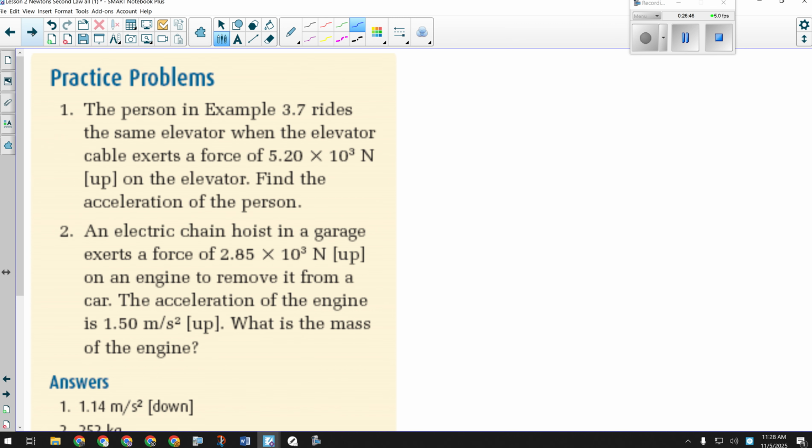Okay, let's have you guys try number 1 there. Okay, so same elevator. I'll just put the numbers back up here. Okay, so it's the same elevator. Still has a mass of 600 kilograms. Okay, find the acceleration of the person when the force is 5,000. The elevator cable is using 5,200 newtons worth of force.